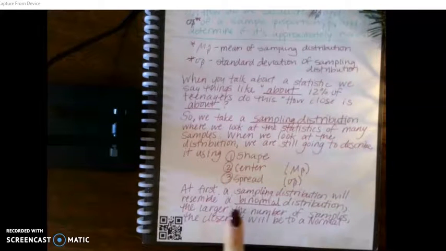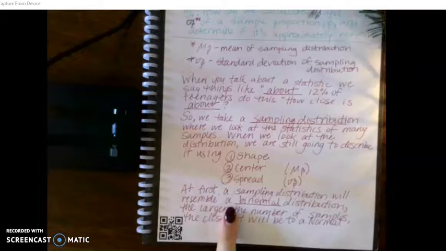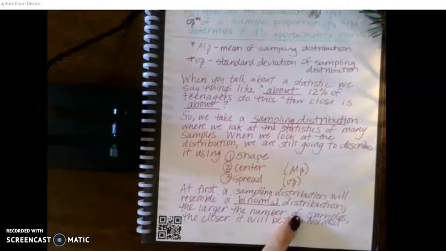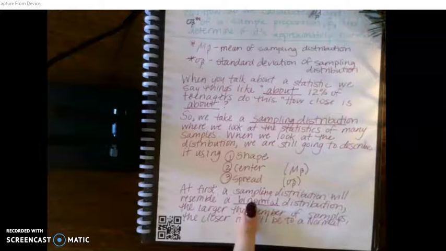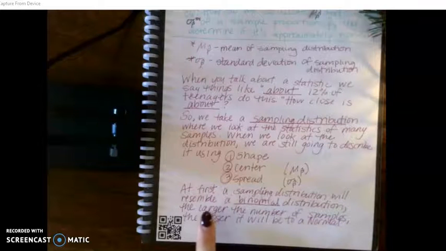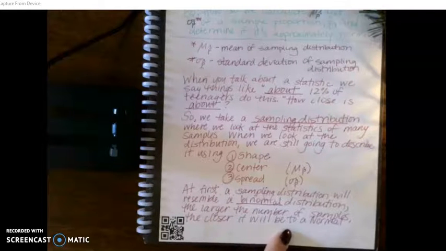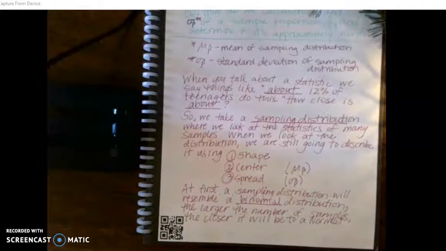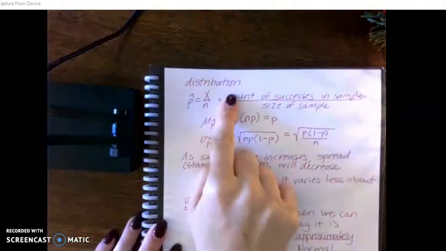So at first, a sampling distribution will resemble a binomial distribution. Okay, so remember how we looked at like the elk population back in chapter 6. So that was a binomial that we chose, right? The larger the number of samples, the closer it will be to normal. And so we can use this idea of something being approximately normal, and it's going to become an approximately normal distribution, okay?